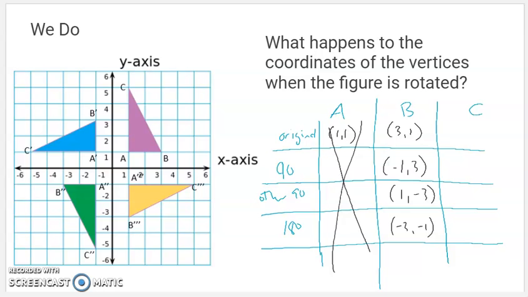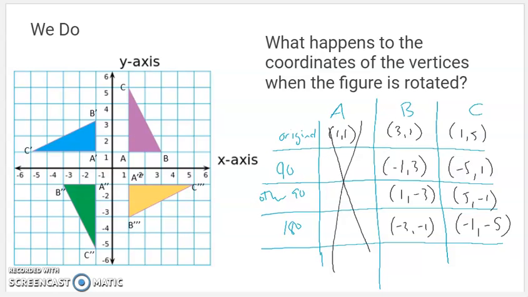And same thing for C. C is at 1, 5. Rotate it 90 degrees to the blue. C ends up at -5, 1. Change sign, reverse spots. 90 degrees to the yellow, C is at 5, -1. Again, change spots, the 1 reverses sign. 180-degree rotation to the green, C ends up at -1, -5. Same spots, but both change signs.